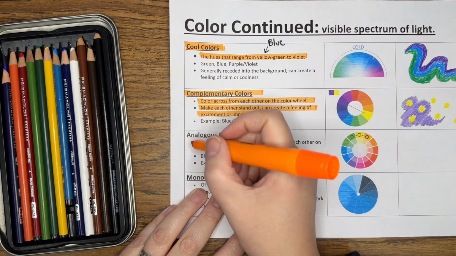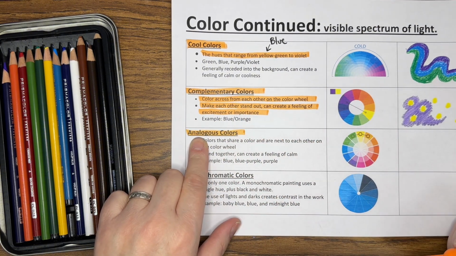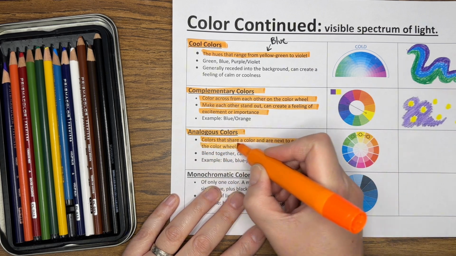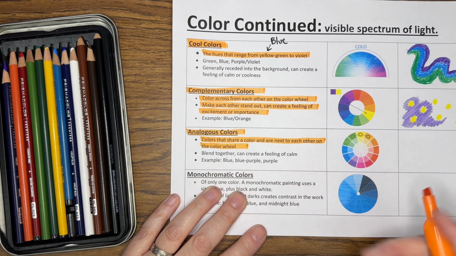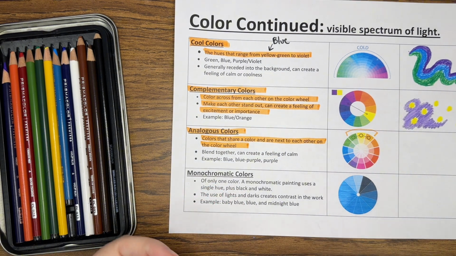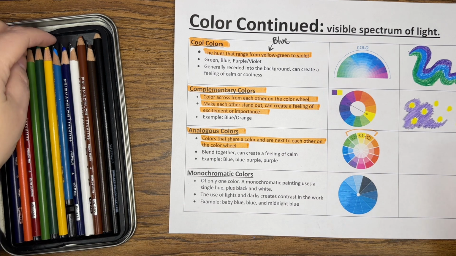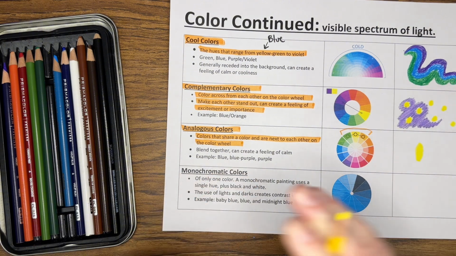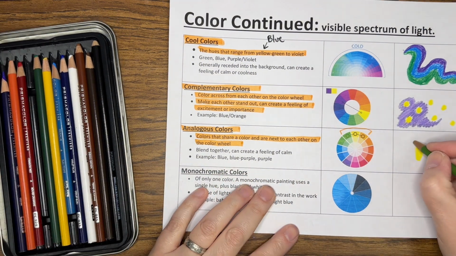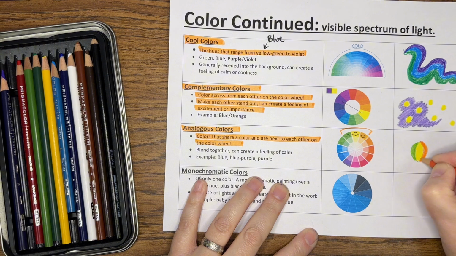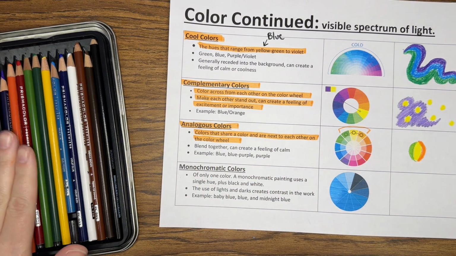The next one, analogous. That's how you say this one, analogous. So colors that share a color and are next to each other on the color wheel. So blended together can create a feeling of calm. So it's anything that's right next to each other on the color wheel. So this example is green, yellow, and orange because they share a color, they share yellow, right? So if I put yellow right there and green next to it and then orange next to it, they go really nicely together, okay?